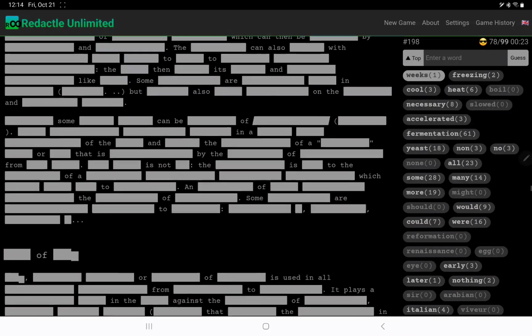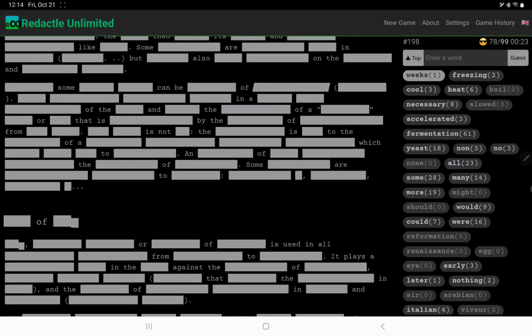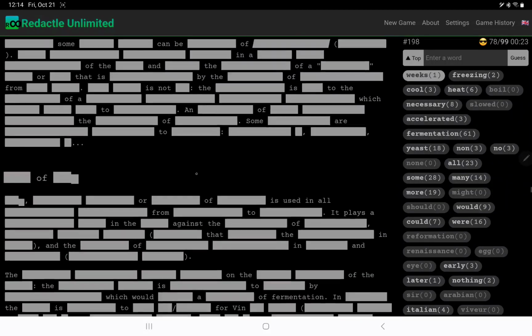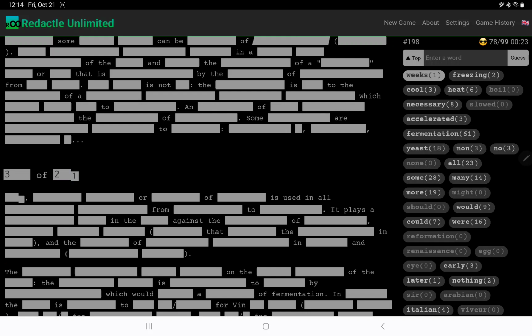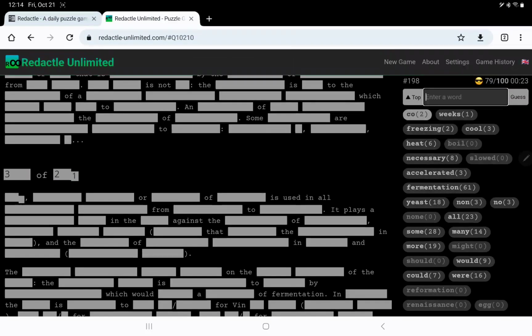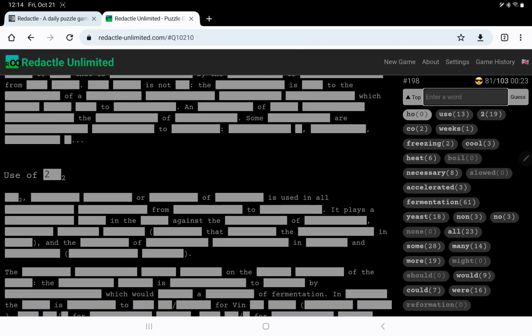Let's see if anything else appears. It's quite a long article for some food. Is this CO2? No. Let's try 2. Okay, it is. So let's try use of something 2. HO2? No.